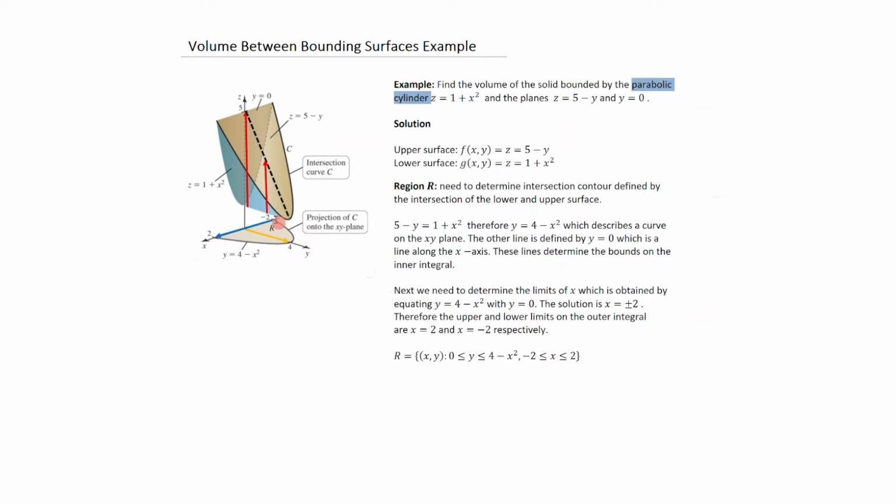This will be the lower bound on x. This is the upper bound on x. So we have now basically everything we need. For the region, we have an upper bound for y, which is this parabola, a lower bound, which is this line, like along here.